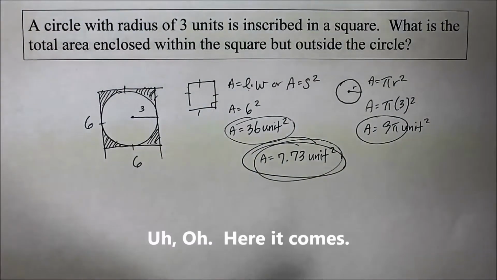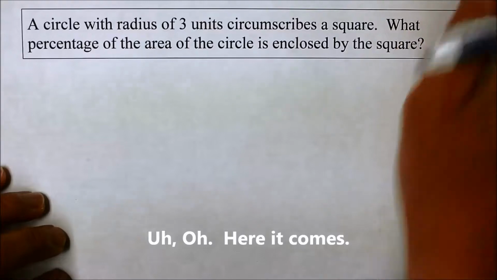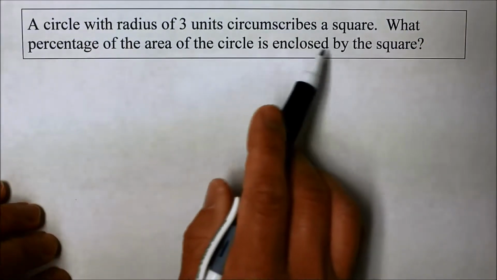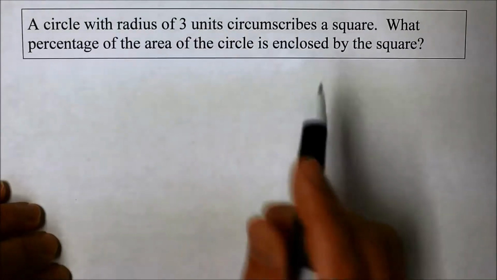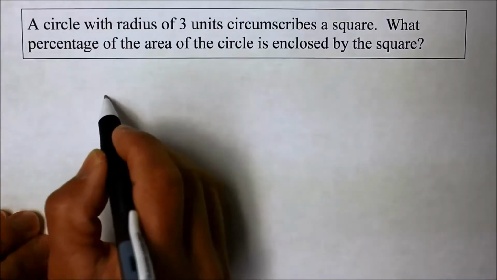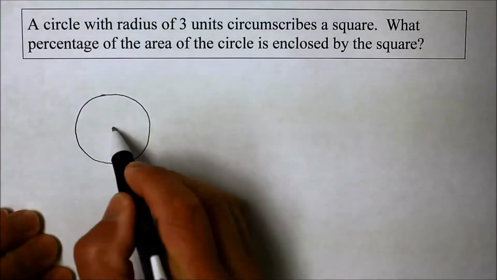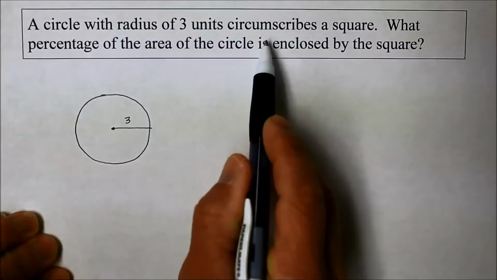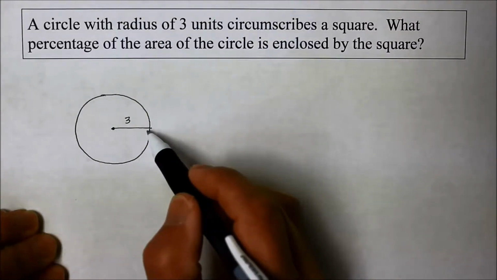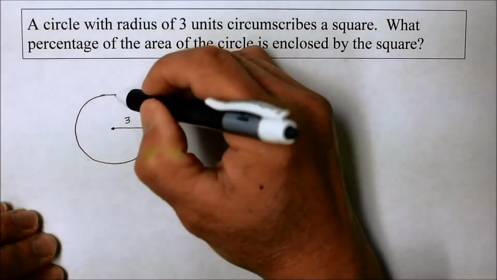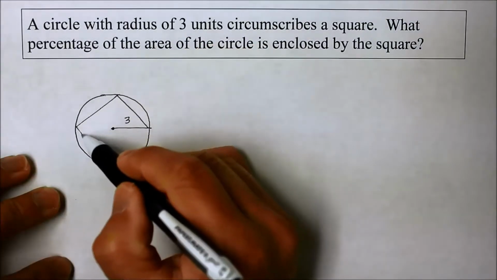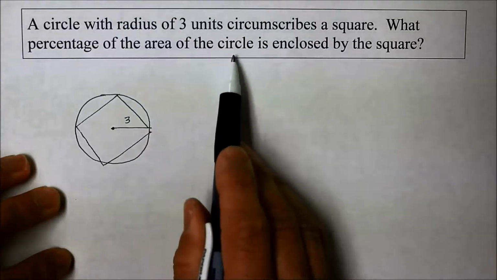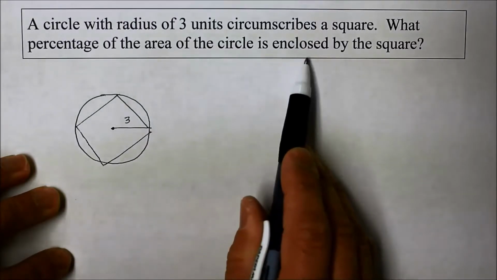Well, if that's easy, why don't we try this one? A circle with a radius of 3 units circumscribes a square, again. So let me illustrate that for you also. Here's a circle with a radius of 3 units, and it circumscribes a square. Let me use one of the vertices of the square to help us visualize this. What percentage of the area of the circle is enclosed by the square?